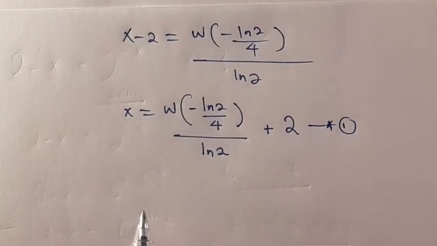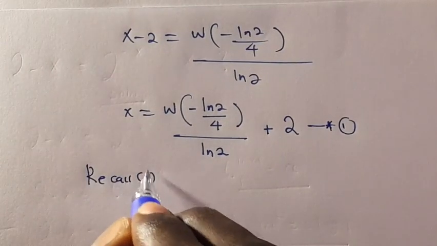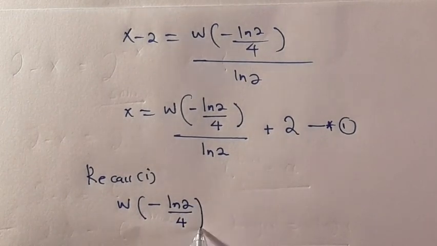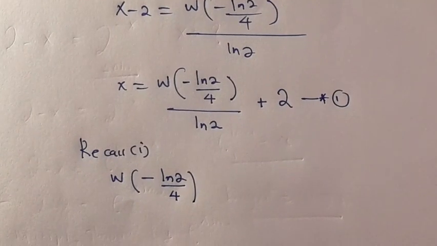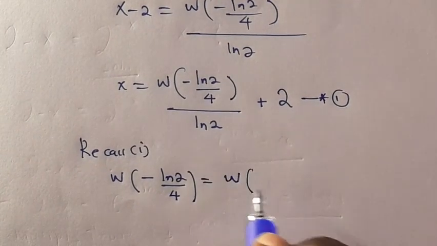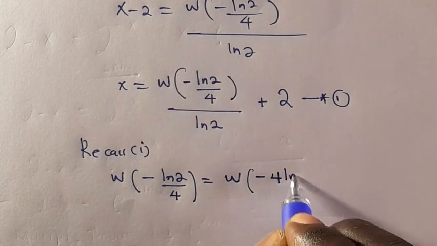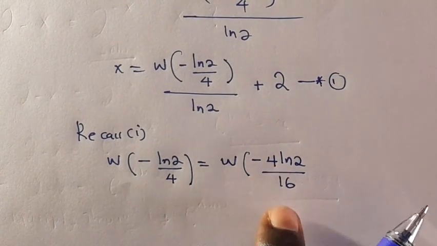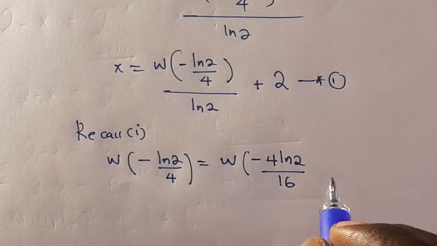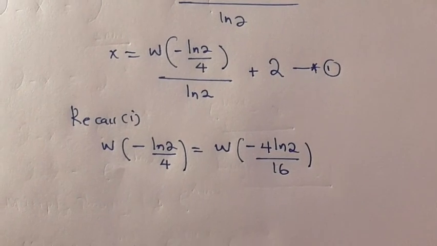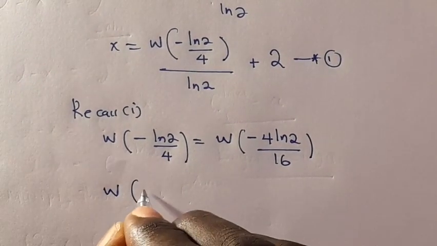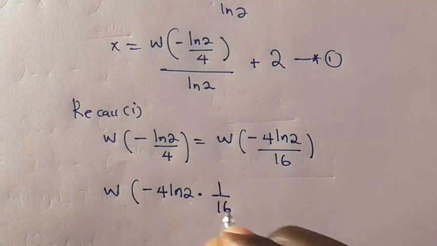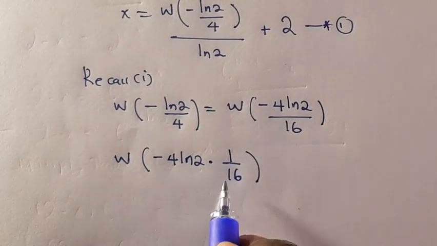Now, let us recall from equation 1 that we have W of minus ln2 divided by 4. Just recall from this W function, let's see what will happen from here. We can express this as W of minus 4 ln2 divided by 16. Here, 4 in 16 will be 4, then we have our 4 back. Now, obviously, we can easily have this to be W of minus 4 ln2, then multiplied by 1 divided by 16. Is this the same thing as what we have here?